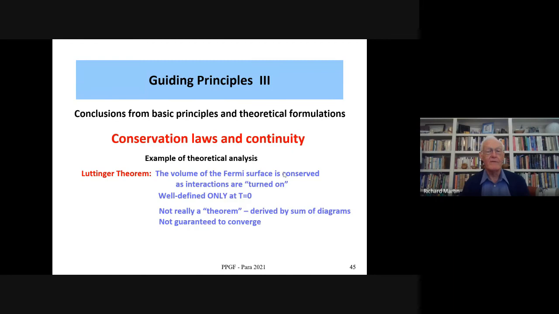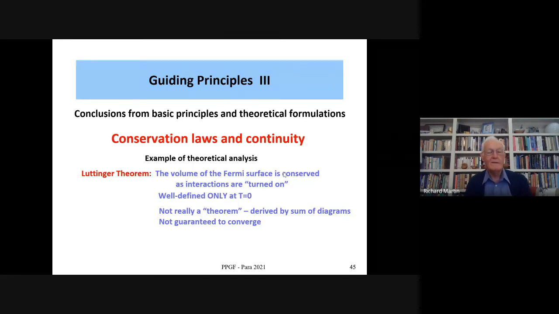Now, what this says is that the volume of the Fermi surface is conserved as interactions are turned on. That means going from a non-interacting system, where we know exactly what the Fermi surface is, to an interacting system where we don't have exact solutions. The statement is that the volume is exactly the same. But let's be careful, that is only at T equals zero. In fact, the Fermi surface only exists in a precise sense at T equals zero. And it's not really a theorem. That's just a name given to it. It's a result derived by summing diagrams, and of course, such a sum is not guaranteed to converge.